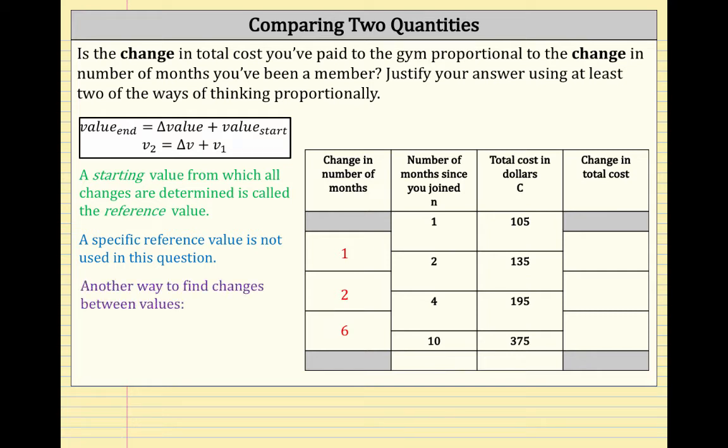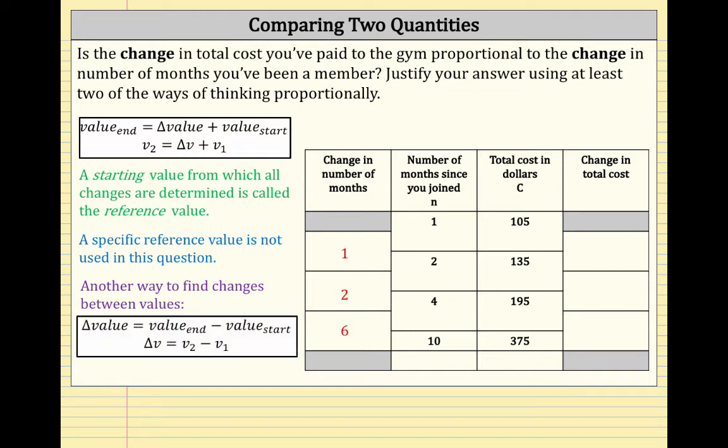There are other ways to find the changes between values. So for example, you could also say the change in value is the ending value minus the starting value. And the way that works is if we look at this table, we're saying this one could be figured out by taking the ending value 2 minus 1, which was the starting value. 2 minus 1 is 1. This ending value minus this starting value, 4 minus 2 is 2.